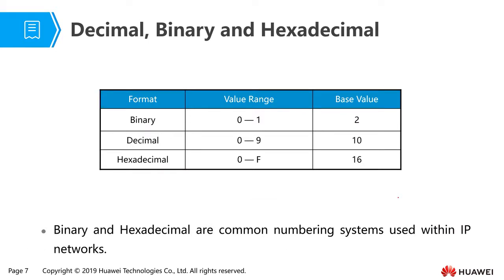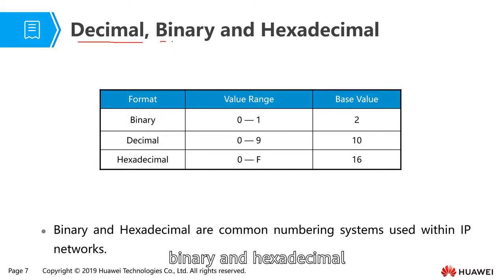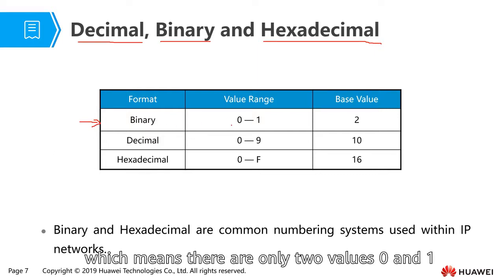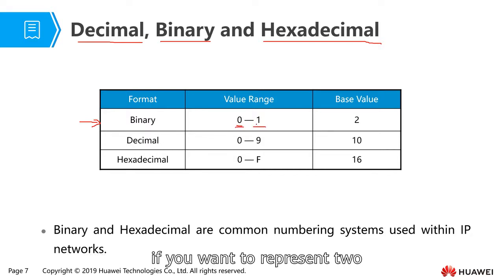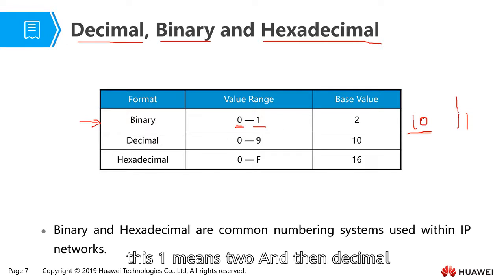And then we discuss some background knowledge of decimal, binary, and hexadecimal. In the computer, we use binary. Binary means there are only two values, 0 and 1. If you want to represent 2, how do you express this? That's 1 0. 1 0 represents 2. If you want to represent 3, then 1 1. This 1 means 2.